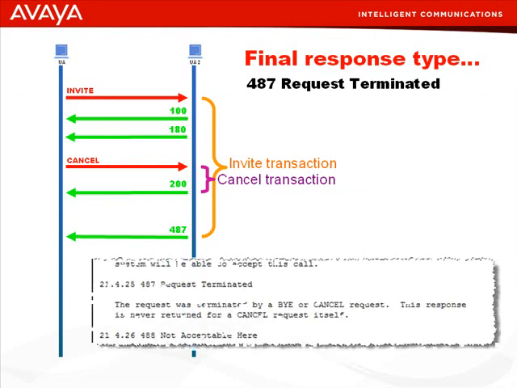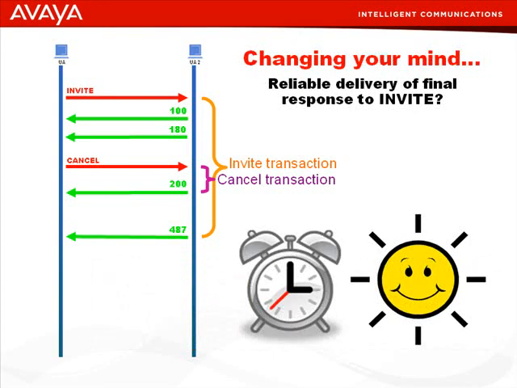It's the 487 Request Terminated that, after the cancel, concludes the invite transaction. The 487 is the final response to the invite. Now here's a revision question for you. Who has responsibility for reliable delivery of the final response to the invite? And how does it work?